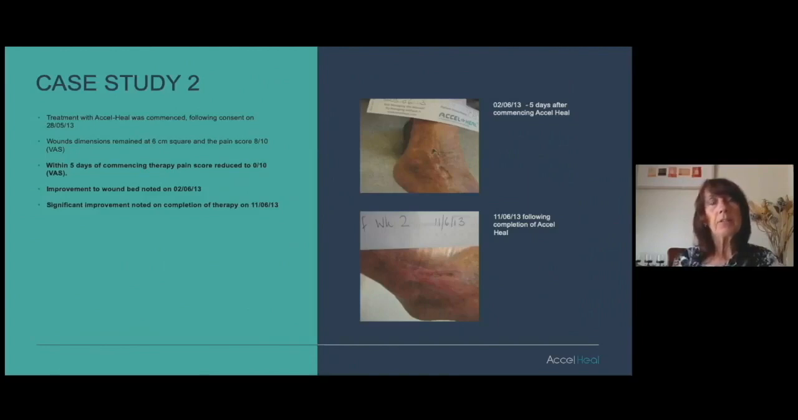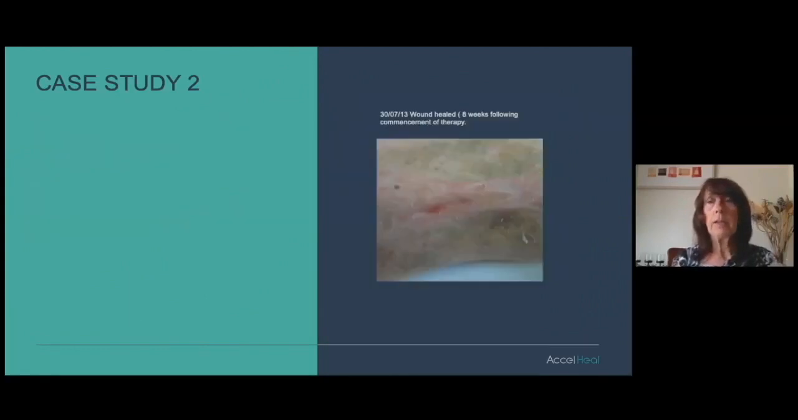And within 5 days of commencing the therapy, the wound was significantly improved. As you can see on the top photo, the pain score was reduced to 0 out of 10. And by the end of the 2 weeks therapy, the wound was really advancing very well. And the wound went on to complete closure by the end of July, and she went on to then have her angioplasty the following month.